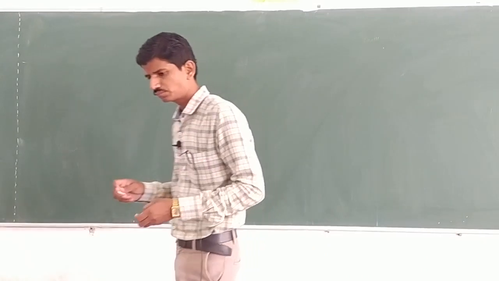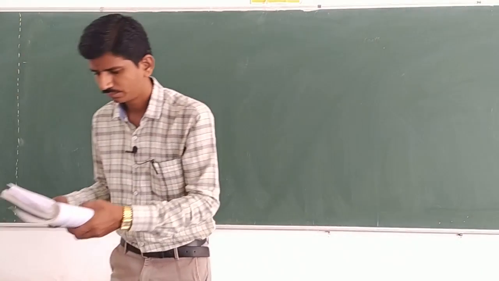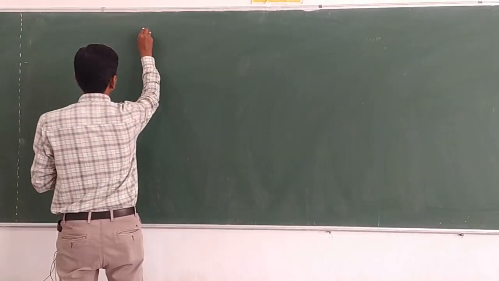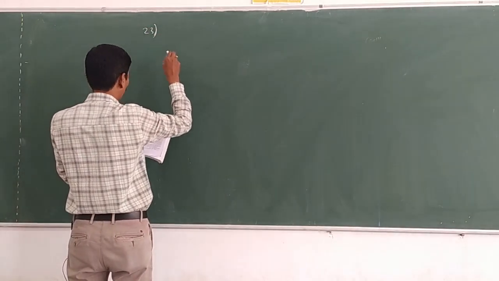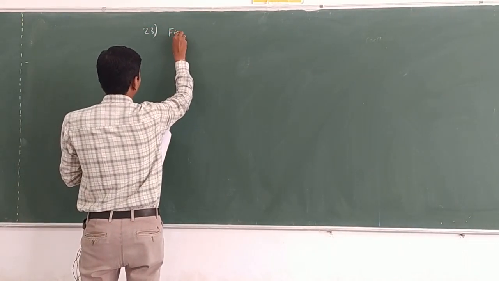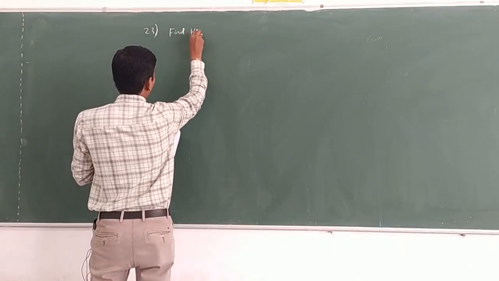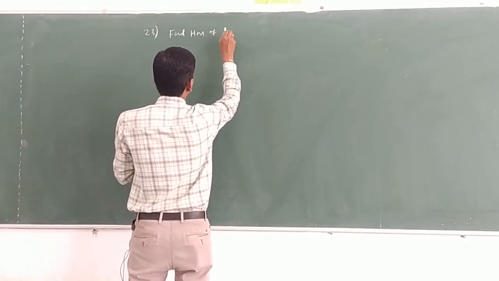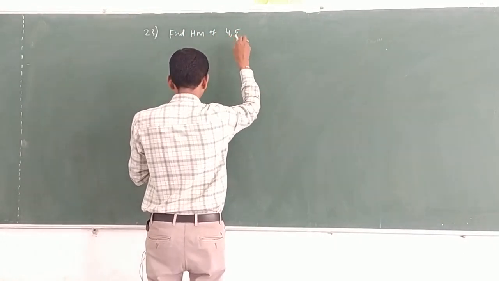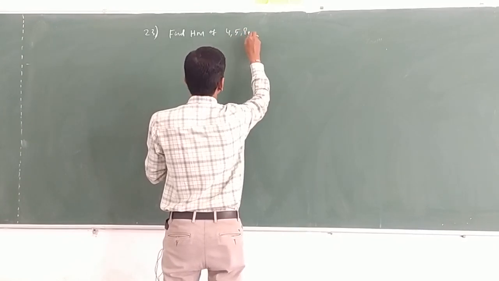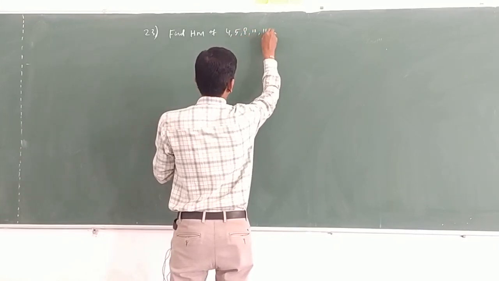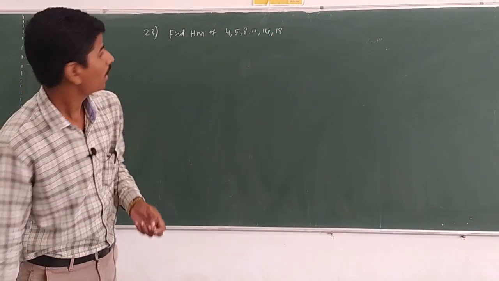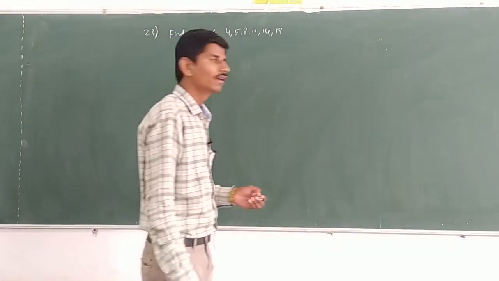Here, problem number 23. Find the harmonic mean of 4, 5, 8, 11, 14, 18. Find the harmonic mean of 4, 5, 8, 11, 14 and 18.